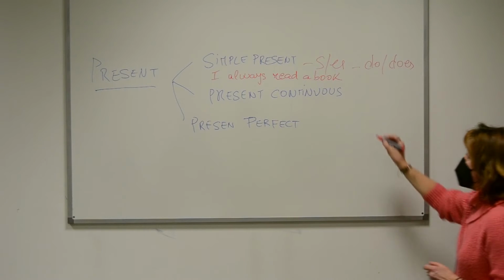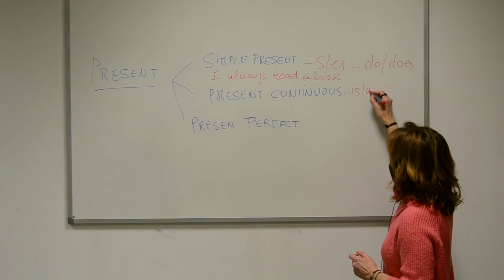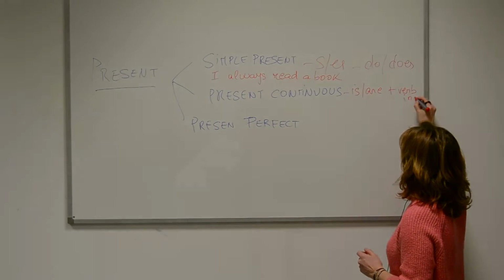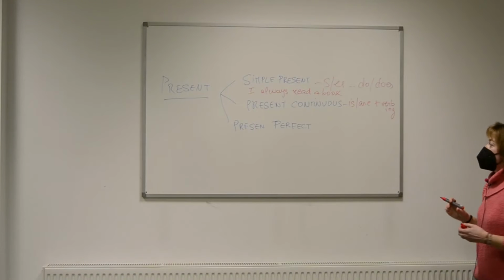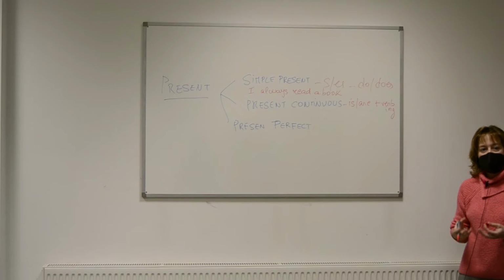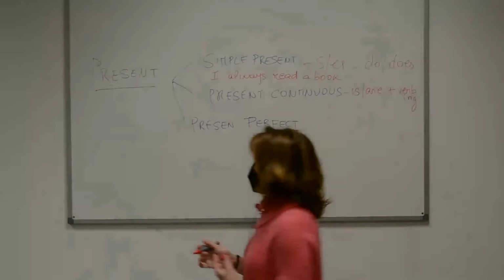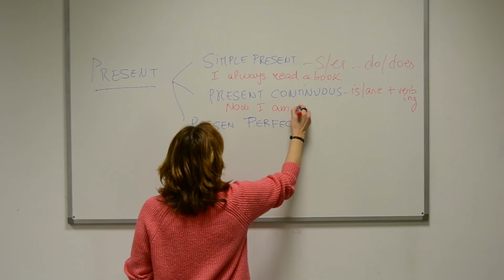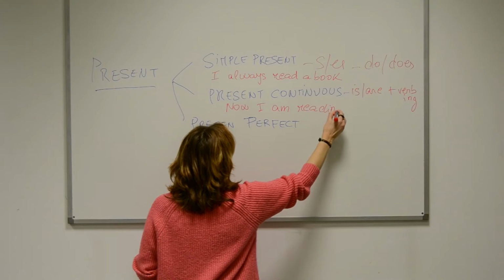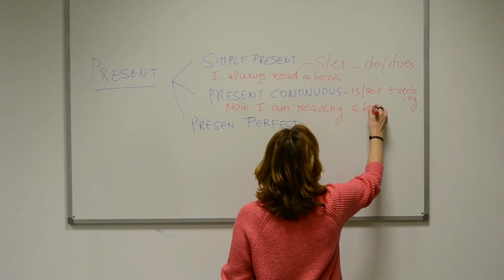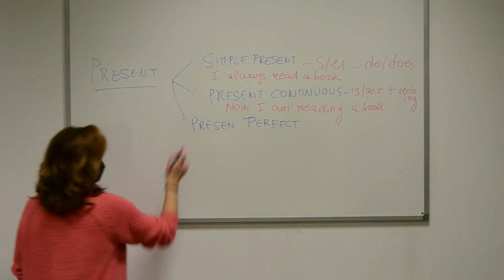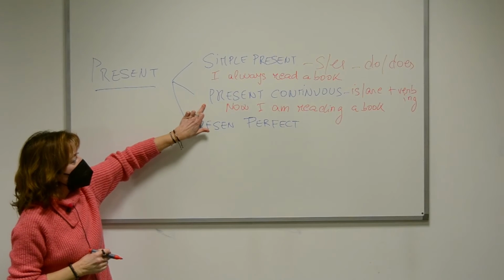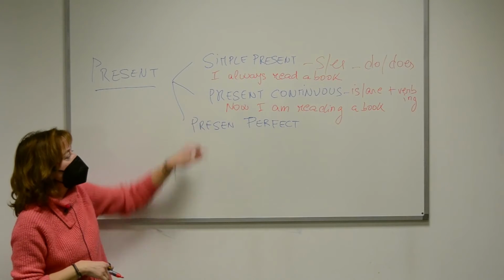Present continuous is formed with the verb to be plus the other verb with ing. Present continuous refers to actions that are happening at the time of speaking. For example, now I am reading a book. In this case, this action happens every day, usually. But this other action happens at this moment. Now I am reading a book.